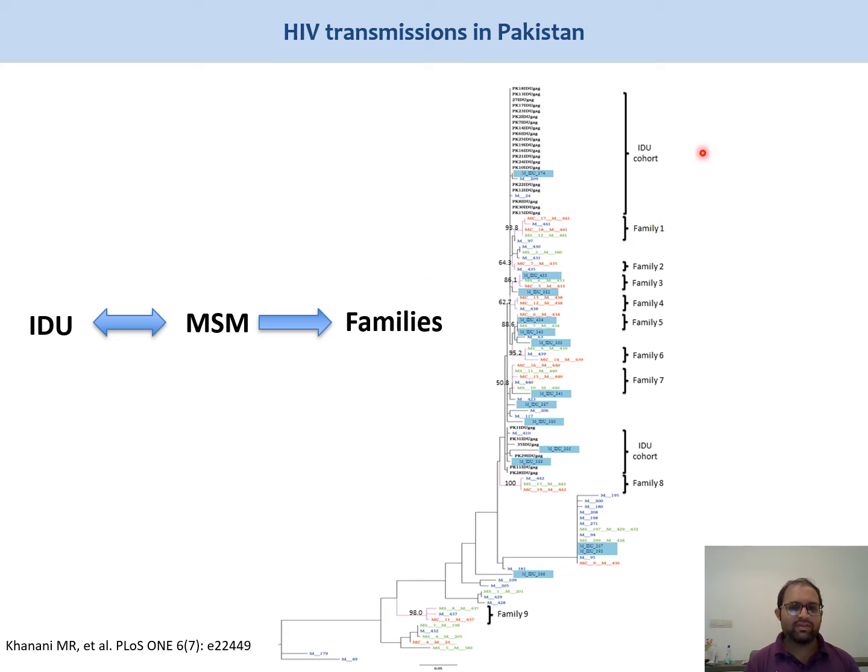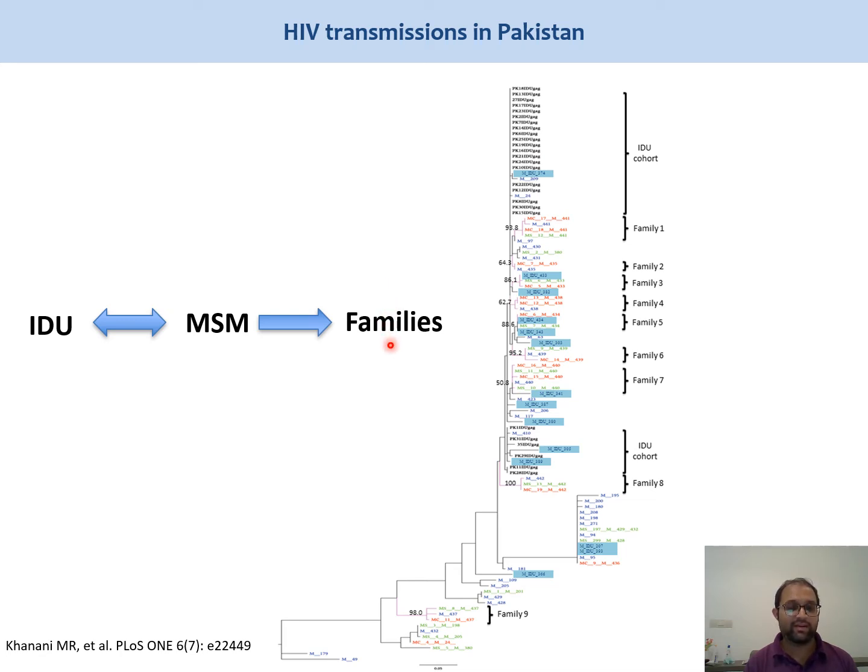On this tree, you will see sequences from IDUs, intravenous drug users. You will see sequences from a high risk group that we call men who have sex with men, MSMs, and then also several of the families, the spouses and the kids of the MSMs. In this slide, I would like to emphasize a very important point. You will see several mixing points where IDUs are here and here, mixing together with the MSM family. And then the MSMs are clustering together with the spouses and the kids.